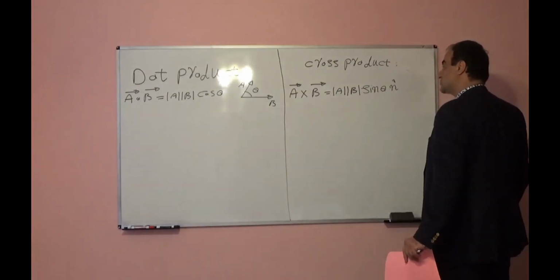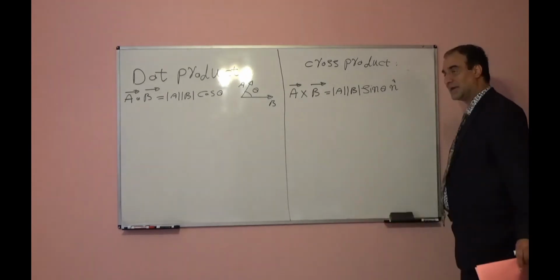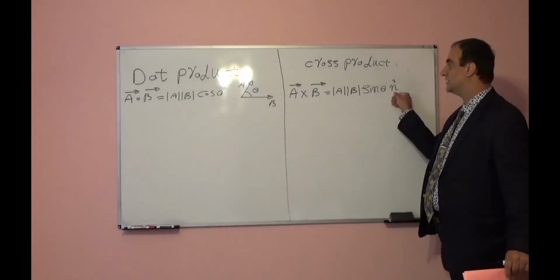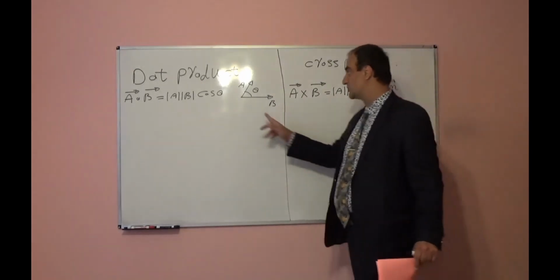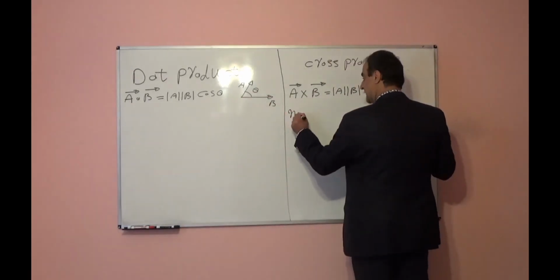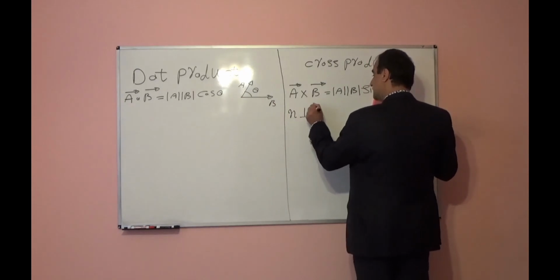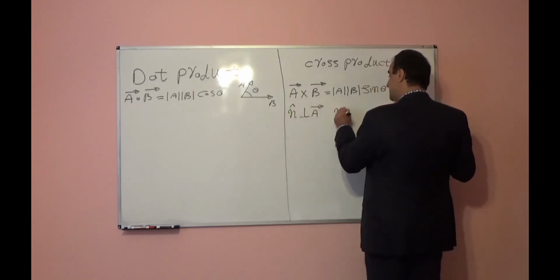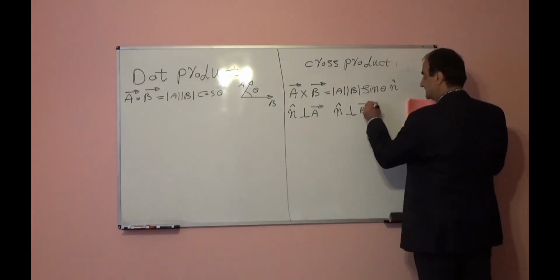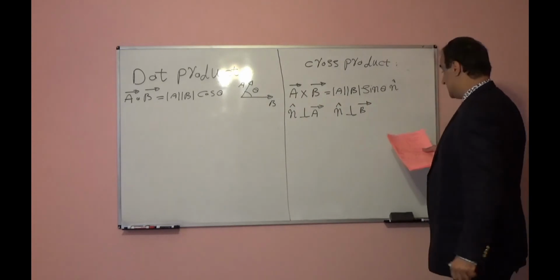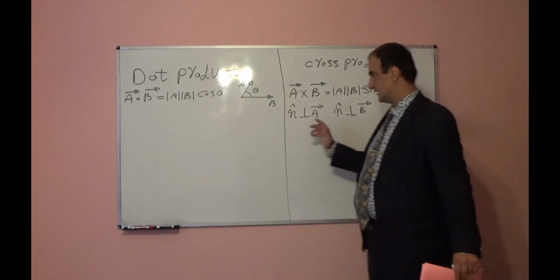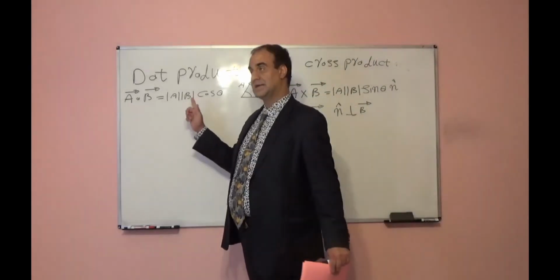And for A cross B, the answer will be one vector in the direction of the n unit vector, and that will be perpendicular to both vector A and vector B. So the unit vector n will be perpendicular to the vector A, and unit vector n will be perpendicular to the vector B. So the answer for cross product is a vector quantity. The answer for dot product is a scalar quantity.